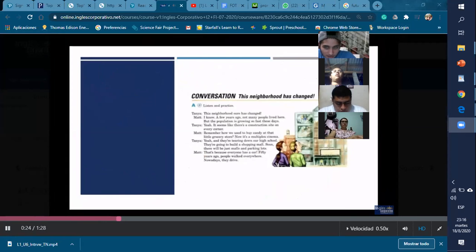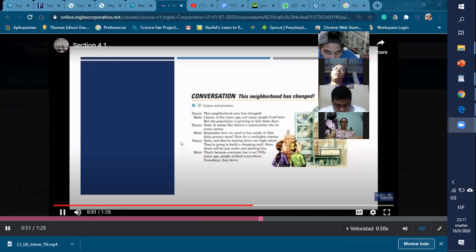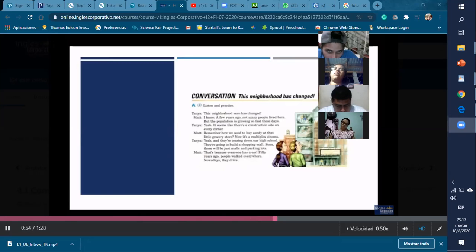This neighborhood sure has changed. I know. A few years ago, not many people lived here. But the population is growing so fast these days. Yeah, it seems like there's a construction site on every corner. Remember how we used to buy candy at that little grocery store? Now it's a multiplex cinema. Yeah, and they're tearing down our high school. They're going to build a shopping mall. Soon there will be just malls and parking lots. That's because everyone has a car. 50 years ago, people walked everywhere. Nowadays, they drive. Listen to the rest of the conversation. What else?